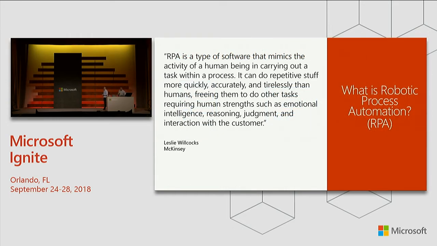So next we're going to talk a little bit more about some other technologies and some other examples. Now, who here, by show of hands, has heard of something called robotic process automation, RPA? And so RPA is a type of software that mimics the activity of a human being in carrying out a task within a process. It can do repetitive stuff more quickly, accurately, and tirelessly than humans, freeing them up to do other tasks requiring human strengths.